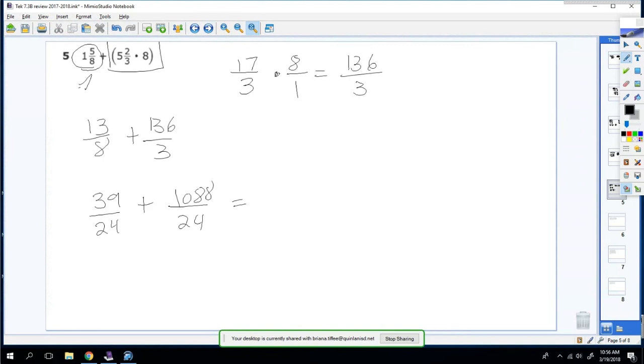And now you just add. The bottom stays the same. 1,088 plus 39 is 1,127. And this reduces down to 46 and 23/24.